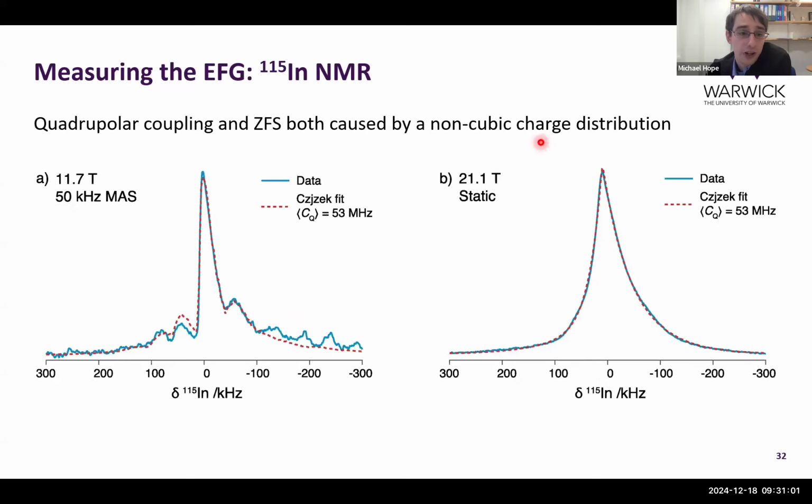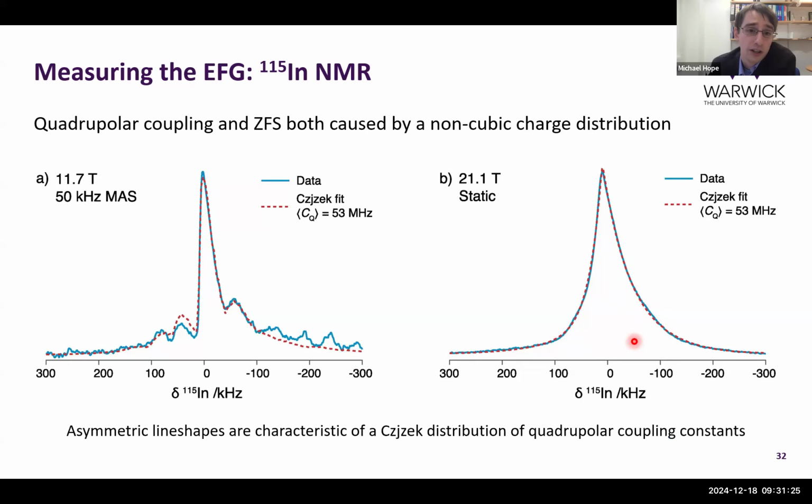So if you measure the indium spectrum, I did this both under magic angle spinning and static at 2 different fields. And what you see is this characteristic line shape where we have this tail down to lower frequency. And so this is characteristic of the distribution of quadrupolar coupling, and we can model this using a Čeček distribution.